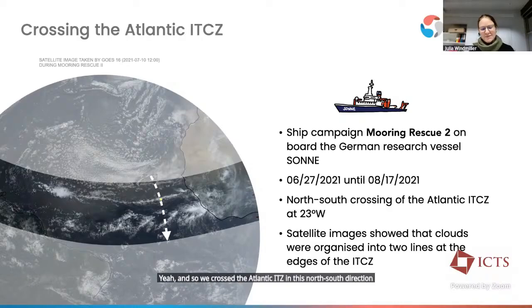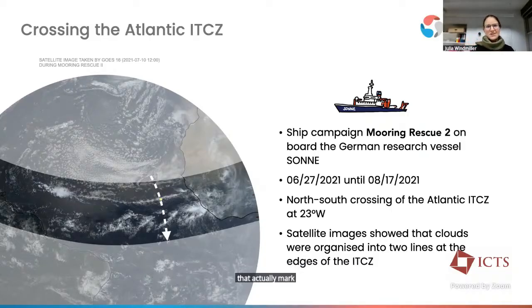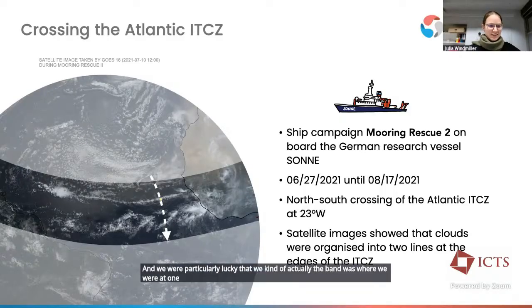And what was interesting for us during the campaign was to look at the satellite images, because what they showed was these two bands of clouds that actually marked the outer edges of the ITCZ. And we were particularly lucky that the band was where we were at one point. And so you can see the yellow dot on this left plot, which marks the location where the ship was when the satellite image was taken.